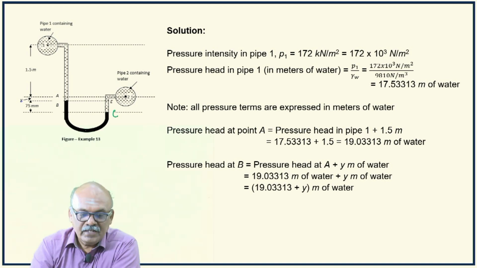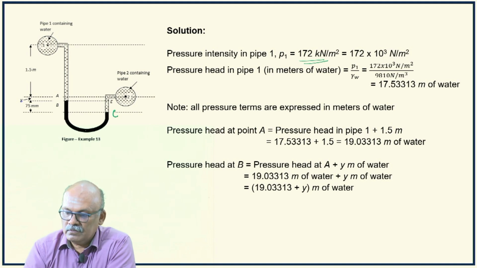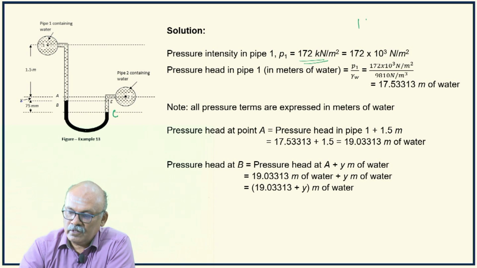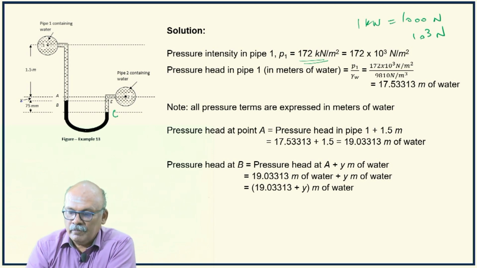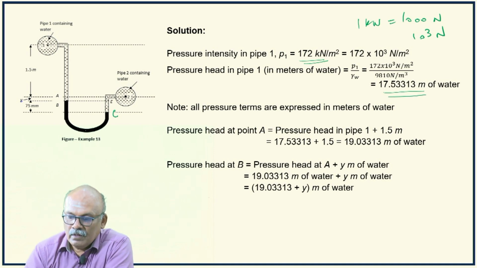So, pressure intensity in pipe 1, that is 172 kilonewton per meter square, that is 172 multiplied by 10 power 3 Newton per meter square, because 1 kilonewton is 1000 Newton or 10 power 3 Newton. Pressure here in pipe 1 in meters of water is P1 by gamma W, that is this much.